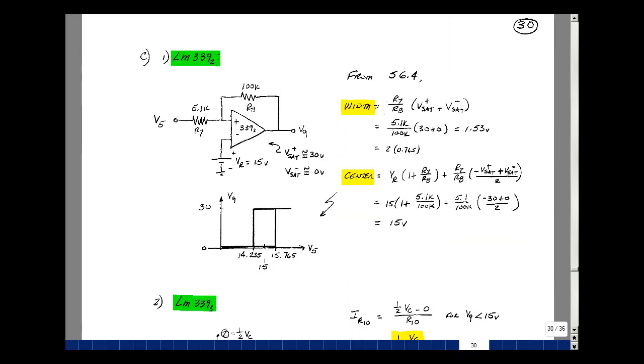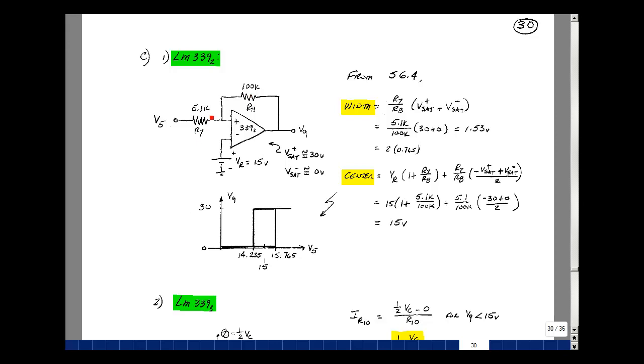Let's first take a look at what that second comparator is doing. So I redrew that part of the circuit where I've just got the voltage divider represented by a battery of half the power supply. Let's assume that this comparator just saturates between 30 volts and 0 volts, since we have a 30 volt, 0 volt power supply. And I've got two resistors here, a 5.1K and a 100K.